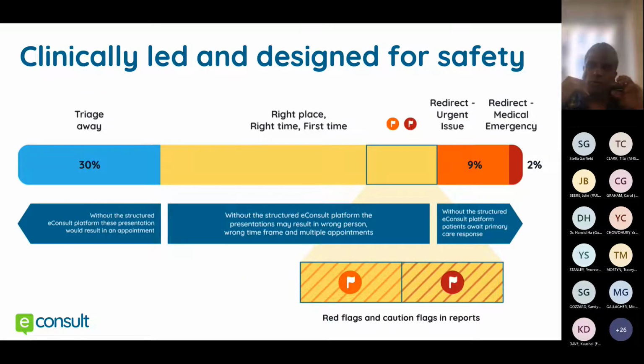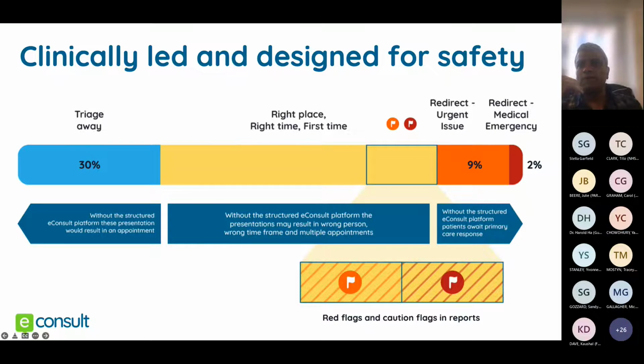Now, if we move on, I just want to talk about the clinical elements and the clinical safety side. So if you imagine this bar across the top is the totality of the consultations that come through to practice, not including those that are diverted away to self-help by the patient themselves. So this is the total element of all consultations. If you imagine this is an acuity scale from left to right, the further right you go, the higher the acuity level.